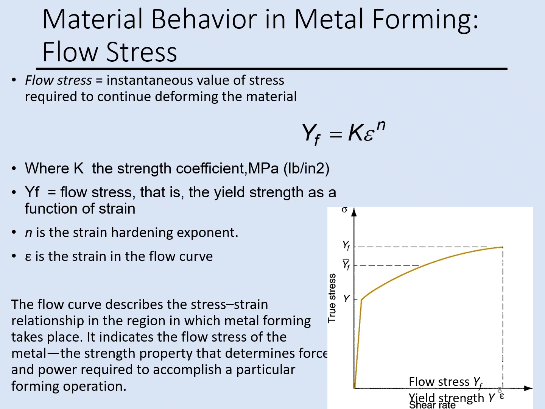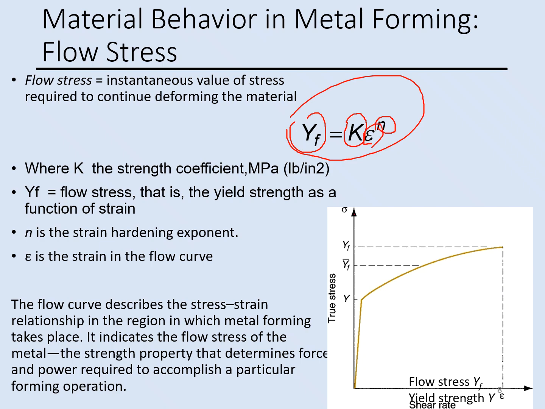And the flow stress is changing. It is the instantaneous value of stress required to continue the deformation of the material, and that can be calculated by this equation. This part is flow stress, this is the strength coefficient, this is the strain hardening exponent, and this is the strain.